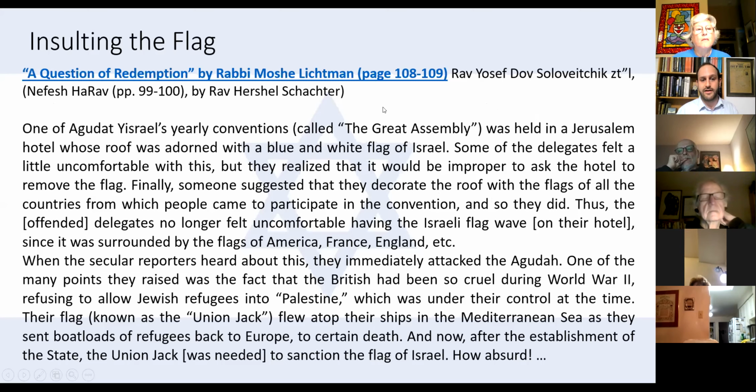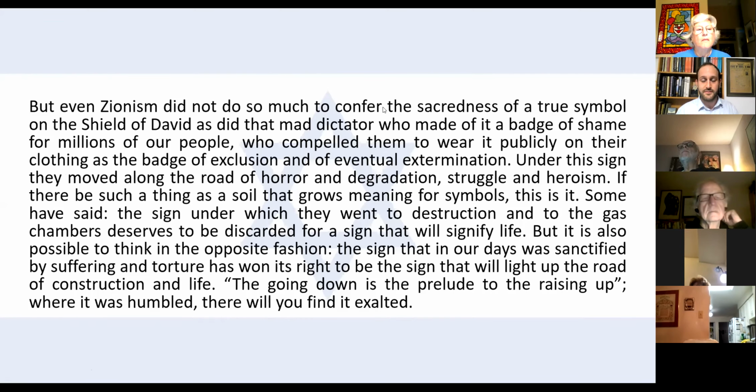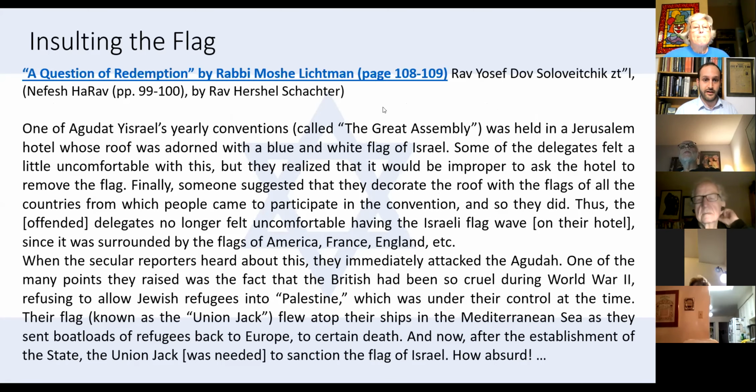They would say that the Israeli flag, because it came from such unholy origins, is in and of itself unholy, and we should never give it any credence. So here is an excerpt from my father-in-law's book, A Quest of Redemption.